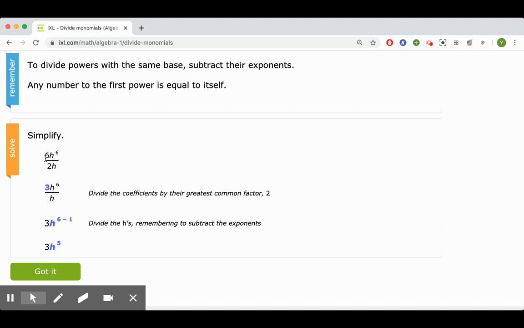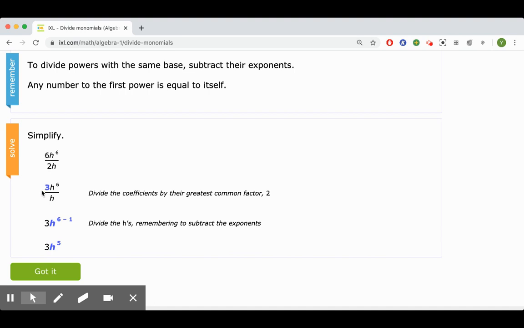It says 6h to the 6th power divided by 2h. So I want you to divide the coefficients. Those are the numbers that are attached to the variables. In this case, on the top it's 6, on the bottom it's 2. So you divide those first. 6 divided by 2 is 3.